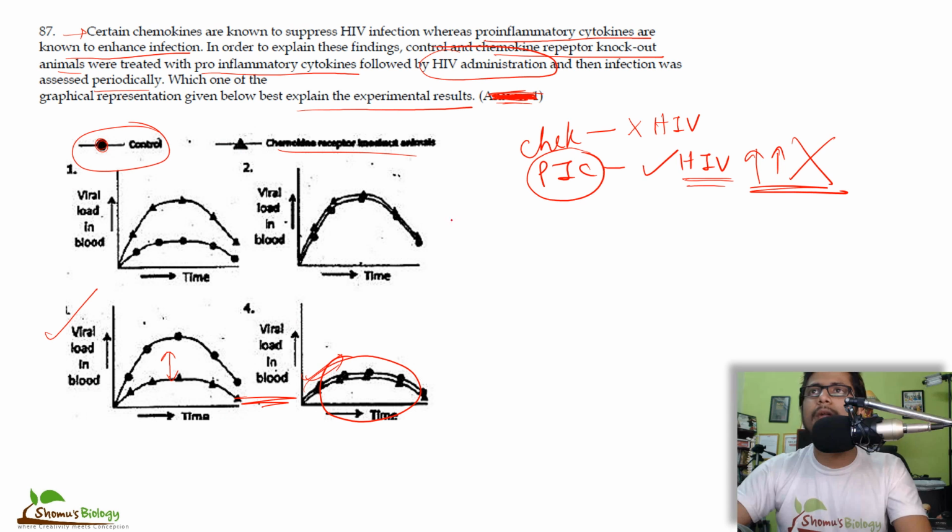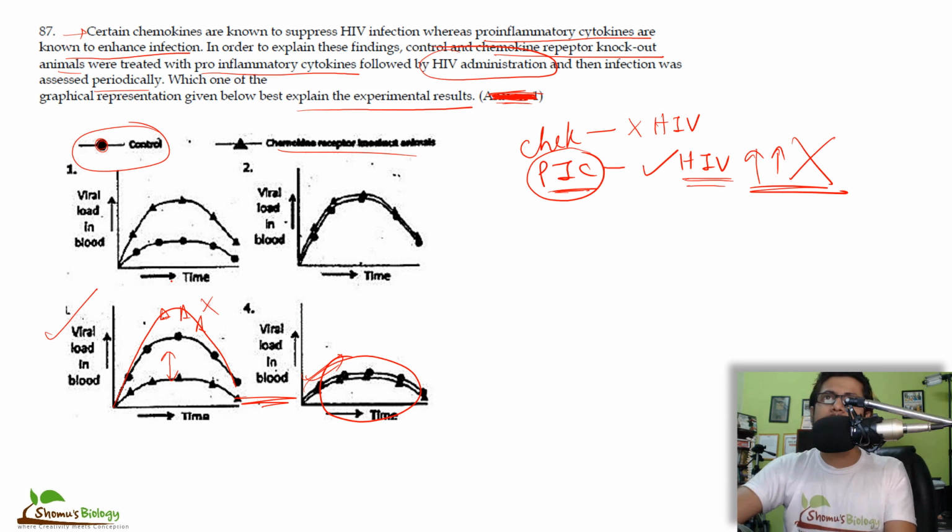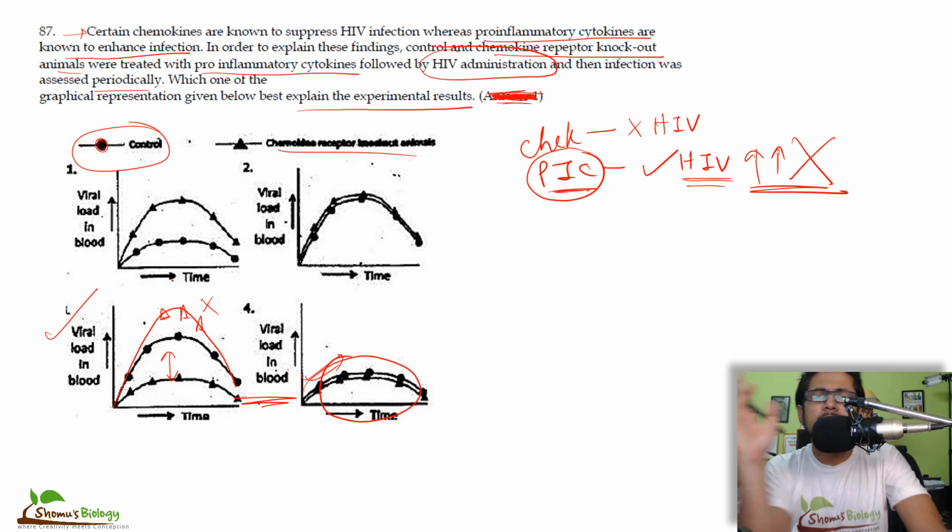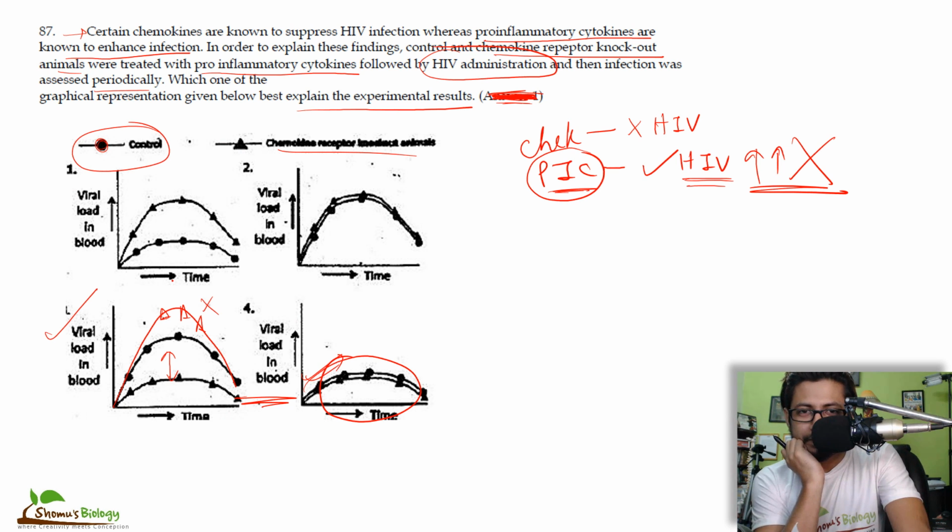because if the cytokine receptors are normally present, then the pro-inflammatory cytokines are going to bind with them and they will signal them to influence the infection even more. So then you can see the spike in the experiment, but that is not the case. The chemokine receptors are already taken out, knockout are produced. Knockout means that gene is not present, right? So that's why this should be the result. So this is one immunology question.